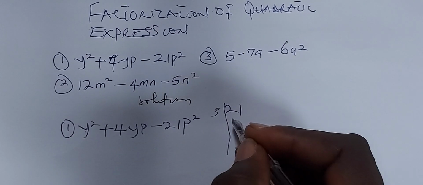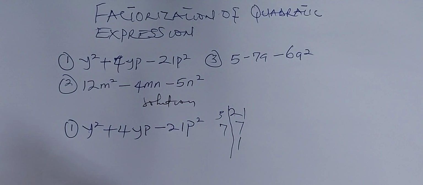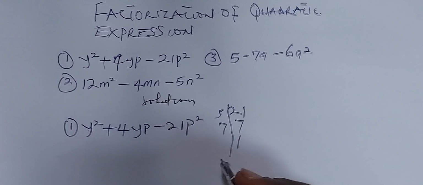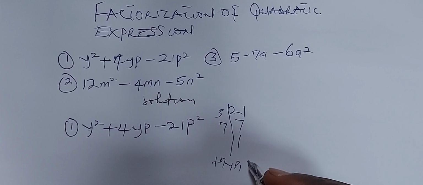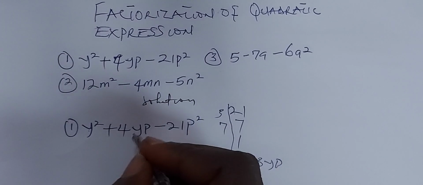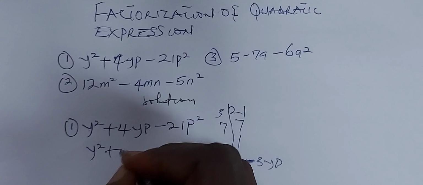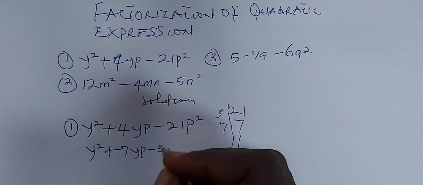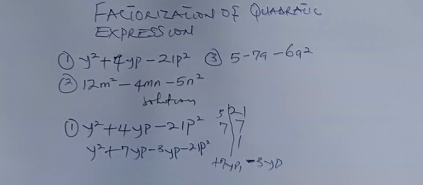So we have 3, 7, and 7, 1. What we need here is to add plus to the bigger number because we're going to have plus 4. So we have plus 7yp and minus 3yp. You substitute it in place of this 4yp, which gives y squared plus 7yp minus 3yp minus 21p squared.